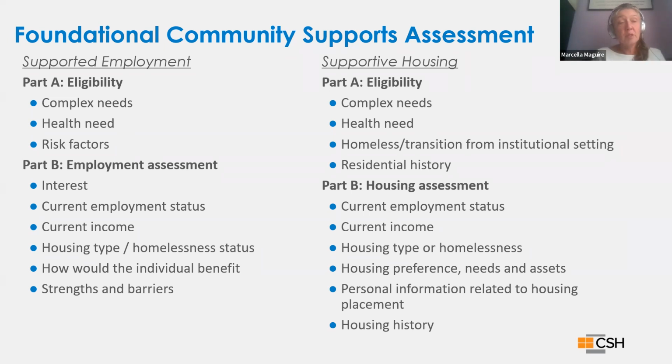If they're not, for this program, as we develop an FCS program, we're going to need to either add some questions or redesign our assessment process. So how does an SUD diagnosis play into this?